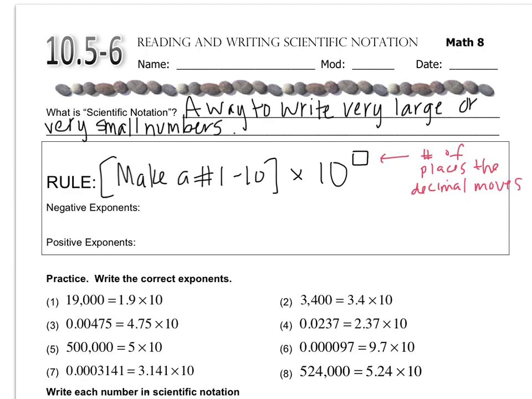If you have a negative exponent, that means you're going to move the decimal to the left, because if you think about a number line, negative numbers are on the left-hand side. And if you have a positive exponent, you're going to move the decimal to the right. Now, the movement is always based off of scientific form. You'll see what that means in a second.